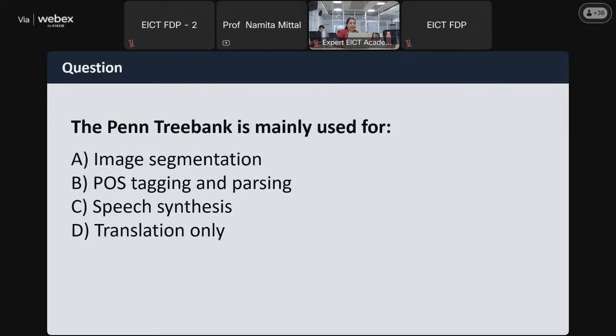So Penn Treebank is very popular, state of the art. There are many treebanks. This is one of the good ones, one of the best. Is it mainly used for image segmentation, part of speech tagging, speech synthesis, translation only? Answer is B. So this is done by the human annotators.